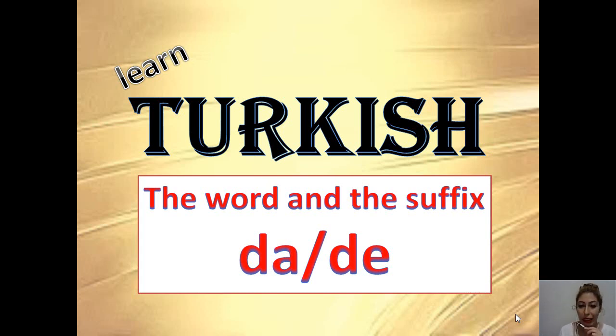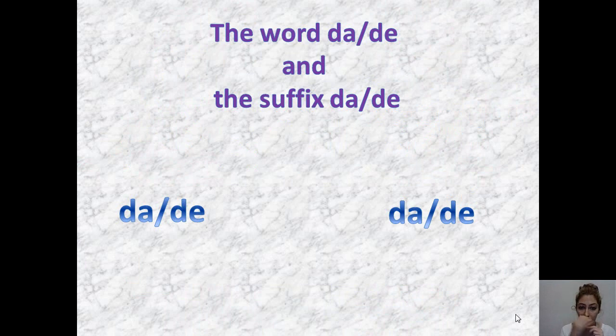So here we have the suffix da or de, and we have the word da or de. When it is a suffix, it is written just beside the word, it joins the word, but when it is a word, it is written as a different, independent word. Let's go to the examples.